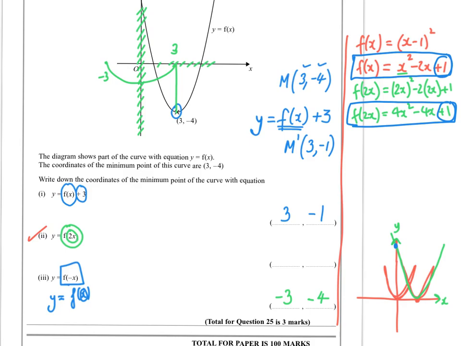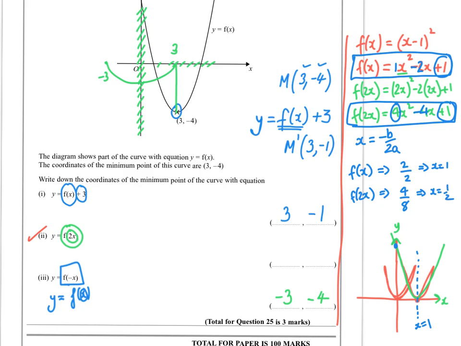But what would the line of symmetry be? Now here's one way of looking at it. The line of symmetry is minus b over 2a. So for the f of x graph, it's going to be minus minus 2, which is 2, over 2a. So the line of symmetry is going to be at x equals 1, just as we had here, x equals 1. But for the f of 2x graph, if we use x is minus b over 2a, we've got minus minus 4, which is 4, over 2 of these, which is 8. We actually get x is a half.